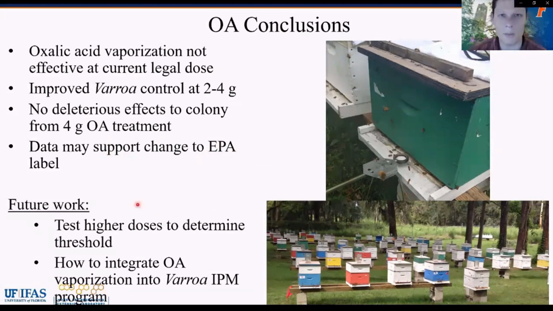Since the highest dose we tested was 4 grams, and it didn't really have an effect, I think in the future I'm still going to need to figure out what that high dose threshold is. Like at what point is it too much, and you actually do start really hurting your bees. And also, as I preached about IPM earlier, it's really going to be important to integrate multiple control methods.